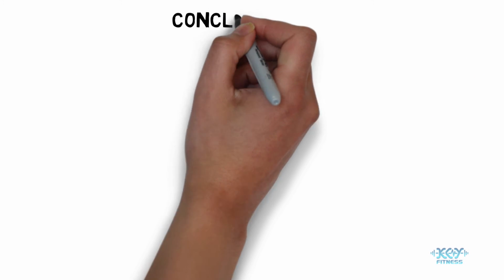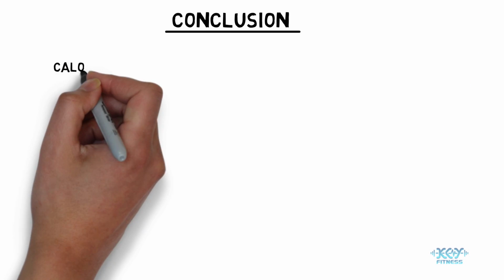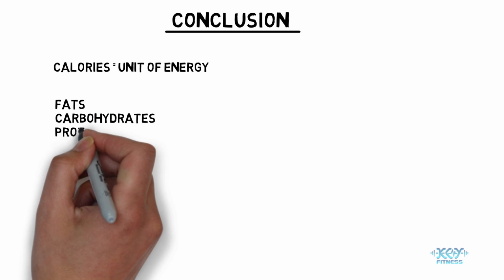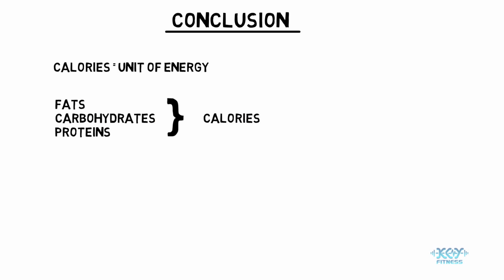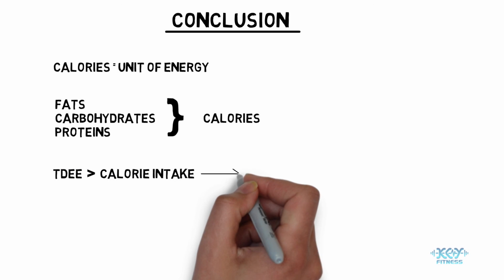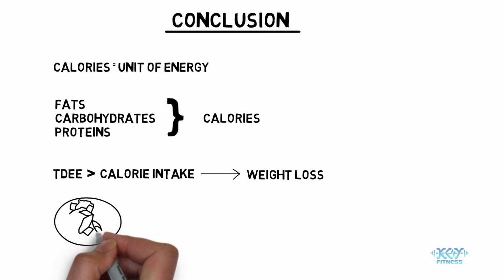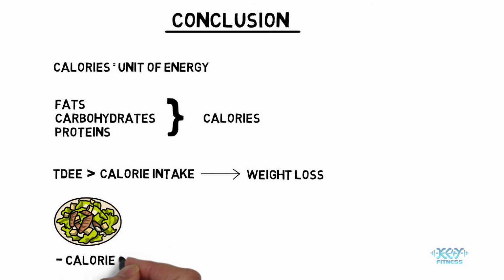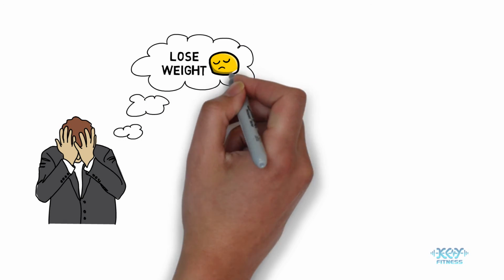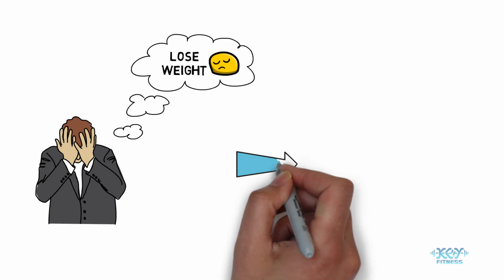Now, we come to the conclusion part. We have learned that calories are the unit of energy. In nutrition, only fats, carbohydrates, and protein contain calories. Next, we also understand that TDEE must exceed the calorie intake in order to lose weight. To achieve that, we can reduce the calorie intake by cutting the food portion and be active to increase the TDEE. If you have been struggling with losing weight, I hope this video helps you to get a clearer picture.